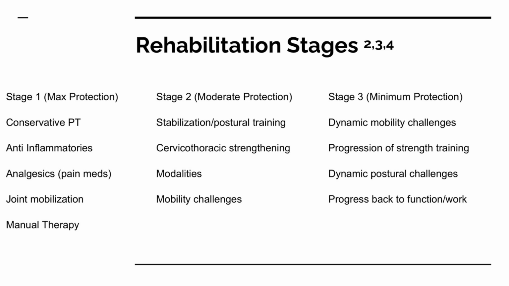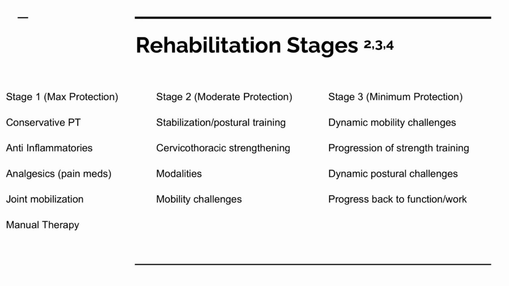All right, so here's some of the rehab stages right here. You're gonna start with stage 1, the max protection phase. So this is gonna be more like a conservative physical therapy. During this stage, you're gonna take anti-inflammatories, pain meds, and then you're gonna do joint moves and manual therapy with your patient here.